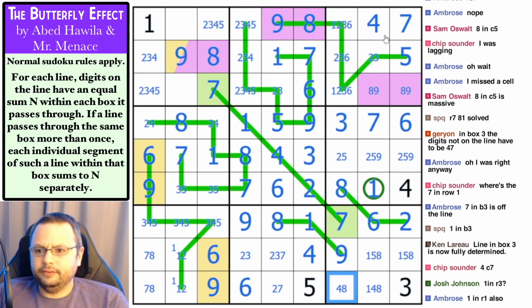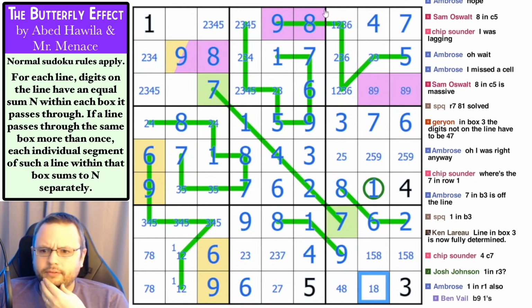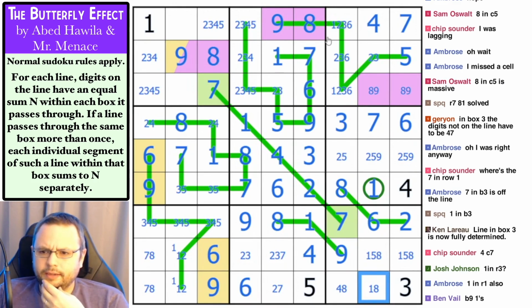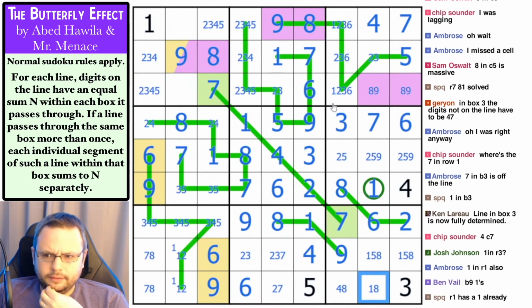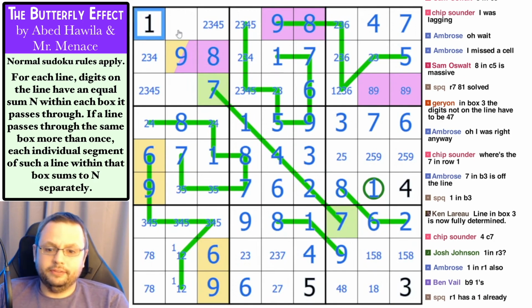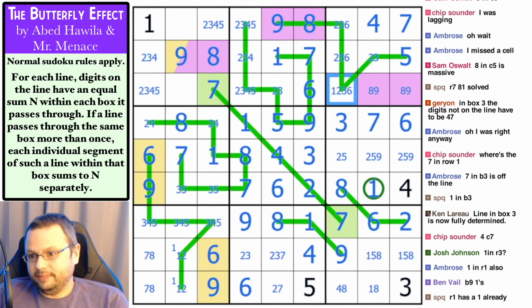Let's see. This 4 looks down and says that's not a 4. Let's see. Oh, that's not a 1 either because there's a given 1. So that makes that a 1. More use of the given digits.